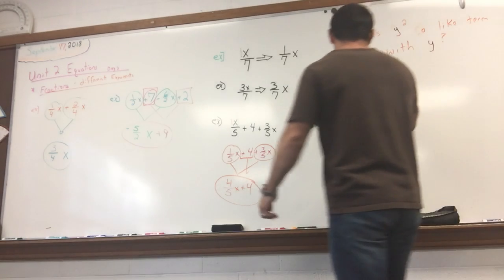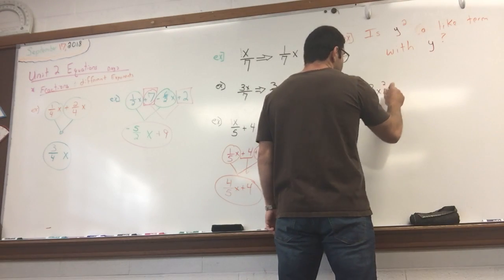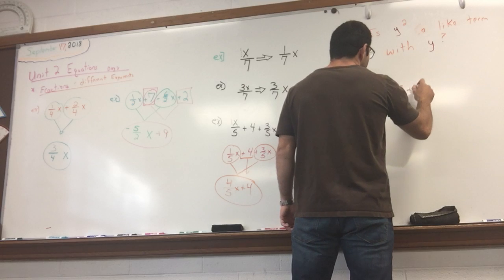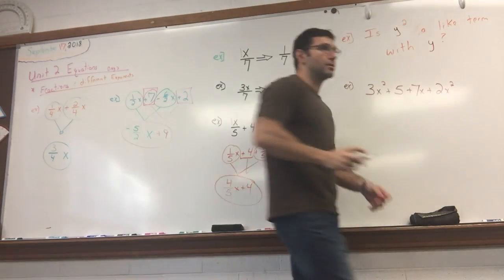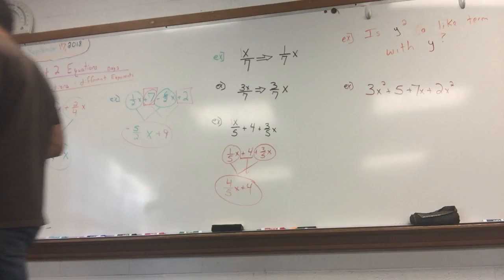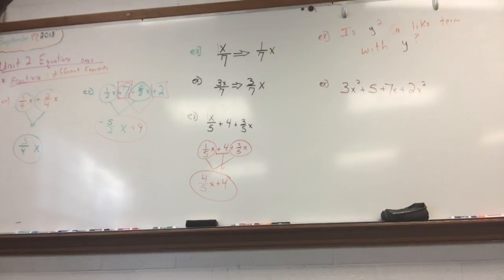So if I give you a problem that says 3x squared plus 5 plus 7x plus 2x squared, copy it down. I'd like you to try to simplify it on your own first. I know that I haven't shown you an example, but I'm guessing that most of you can do this. So try to copy that down and then simplify on your own. Can we see that?